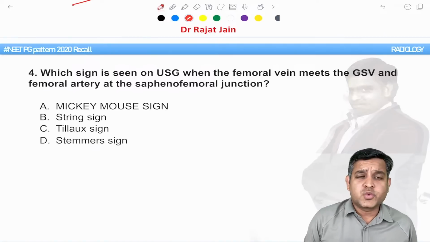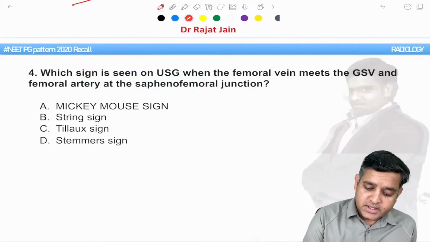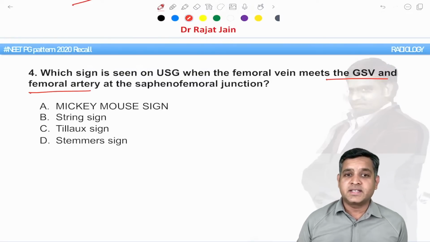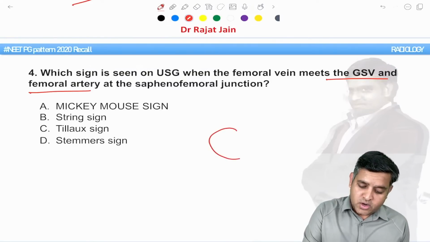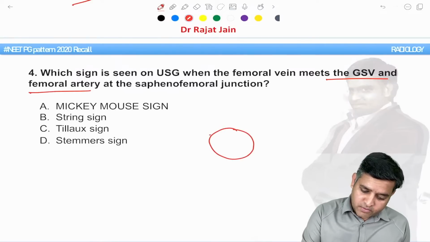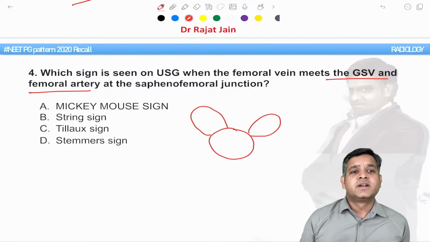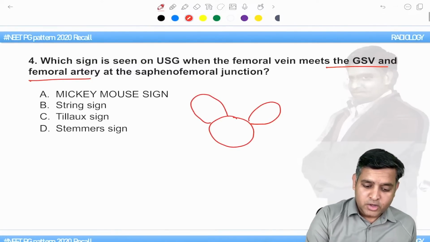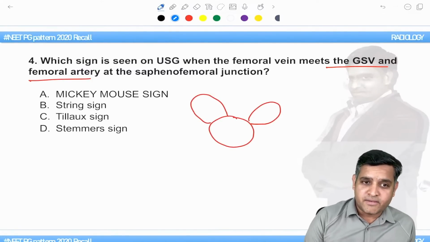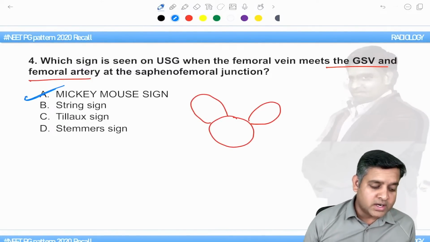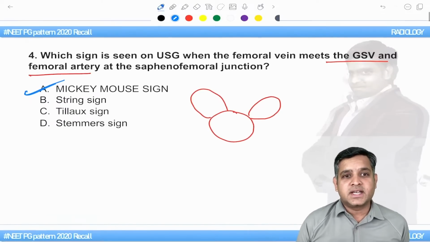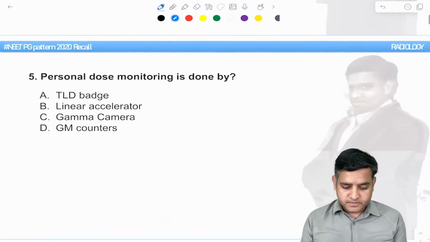Question number 4, again NEET PG 2020. Which sign is seen on USG when the femoral vein meets the great saphenous vein and the femoral artery at the saphenofemoral junction? You have a common femoral vein like this, a femoral artery here, and a great saphenous vein draining into the femoral vein. In spite of a bad drawing, you can identify this sign. This is called the Mickey Mouse sign, seen at the saphenofemoral junction.